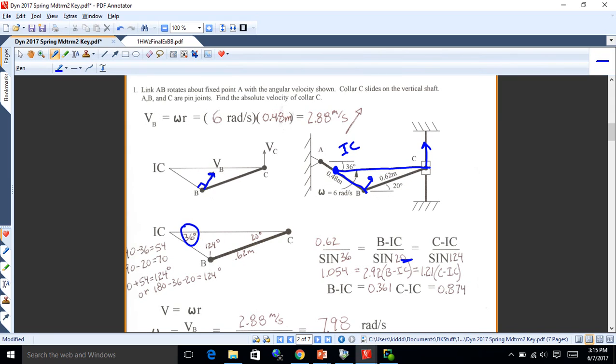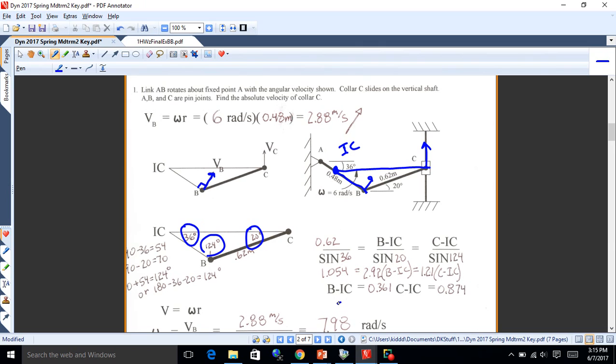Okay, that angle's 36. This angle's 20. This is what's left over, which is 124. So once you've got that, you can do the law of sines, do the ratios of the lengths to the sine of the opposite angle.